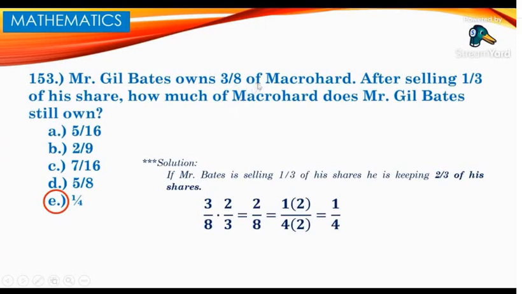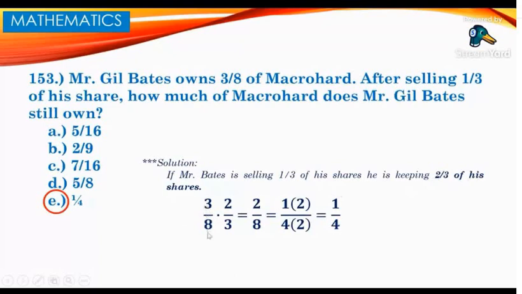Pag sinabi nating 3/8, yun yung shares niya. Then binenta niya yung 1/3. Yung tinatanong naman is magkano yung naiwan. Okay, so pag binenta niya yung 1/3, ibig sabihin yung naiwan na lang sa kanya is 2/3 ng 3/8. That's why on the solution, I did not use 1/3. Kasi yung tinatanong naman is magkano yung naiwan. Yung shares na naiwan sa kanya. So if he sold 1/3, so yung naiwan na lang is 2/3 of his shares.